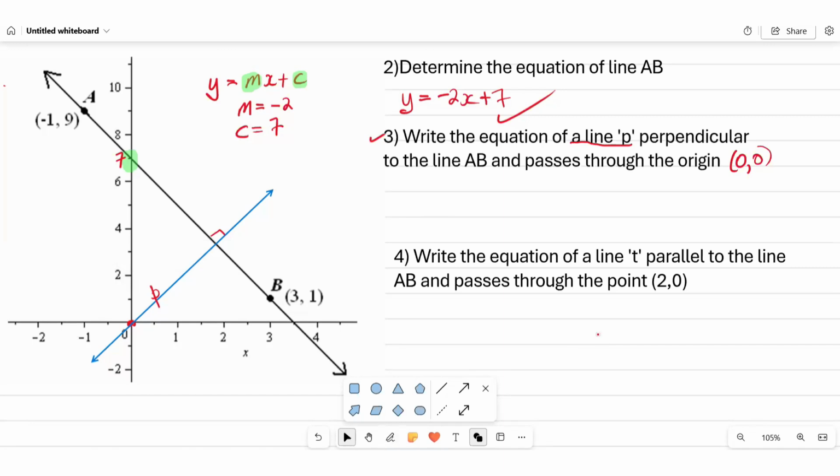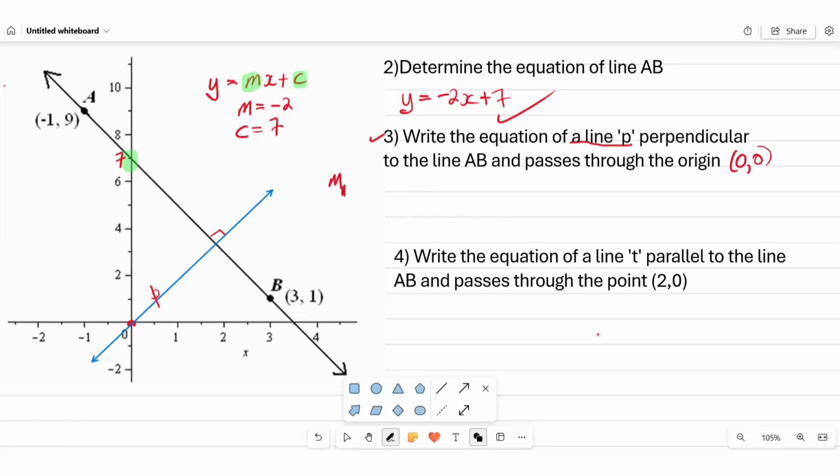And the thing is, when lines are perpendicular, then one gradient is the negative reciprocal of the other gradient. And another thing that we do know, let us say we call the first gradient m1, and that's the gradient for AB.